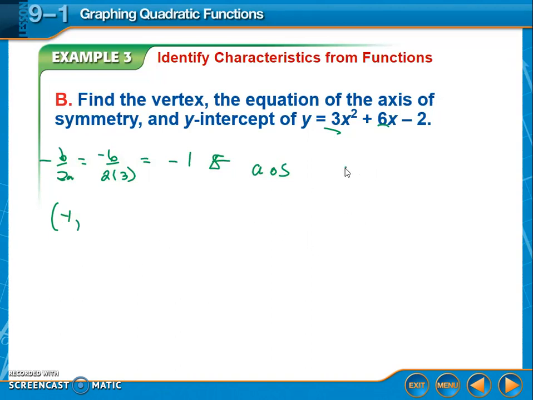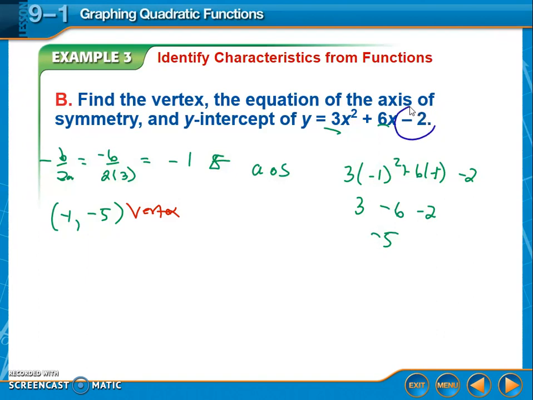I plug it in. So I'm going to do 3 times negative 1 squared plus 6 times negative 1 minus 2. So I get 3 minus 6 minus 2. So I get negative 5. So (-1, -5) is my vertex. And then last thing, the y-intercept, which is just c. So the y-intercept is negative 2.